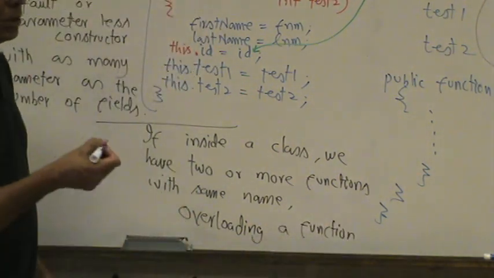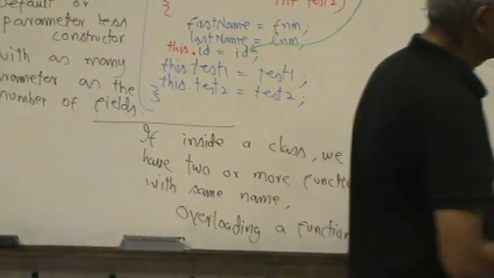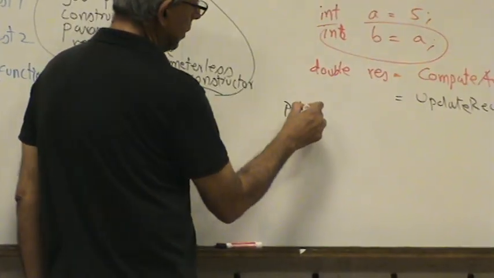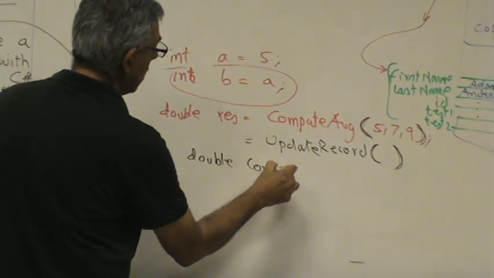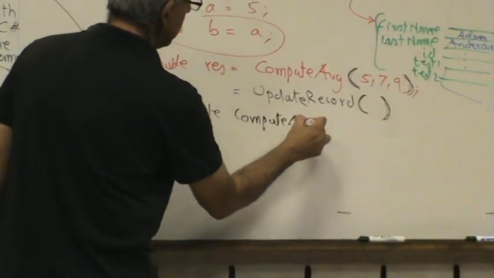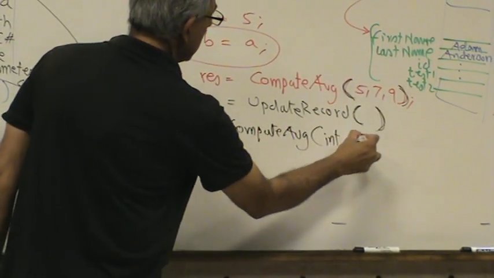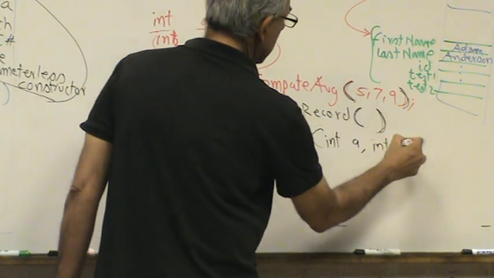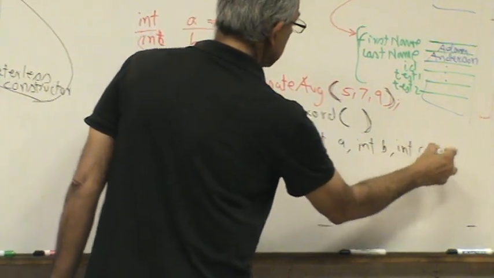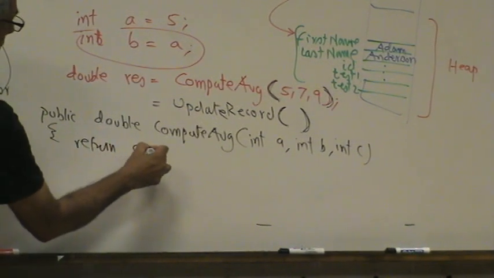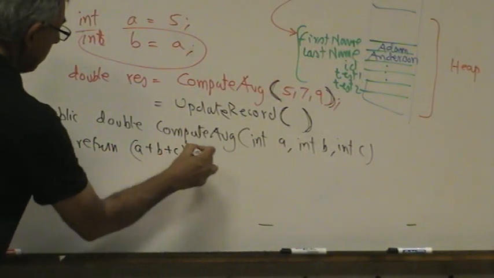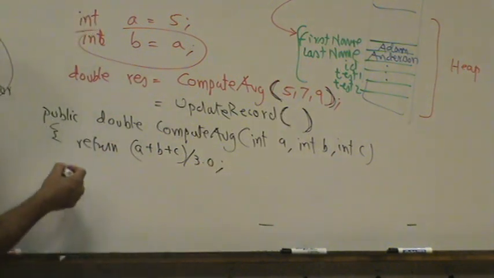Okay, so let's pretend we create a class. One of the functions was something like this: public double computeAvg(int A, int B, int C), return A plus B plus C divided by 3.0.